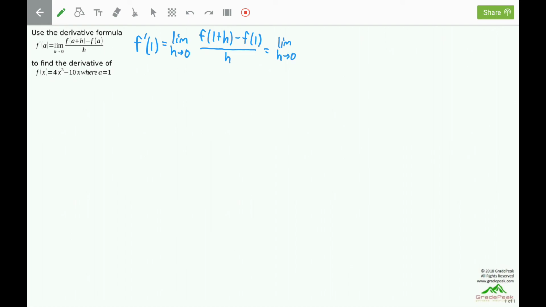The next thing to do is evaluate f of 1 plus h. That means to take f and replace all the x's with 1 plus h. So that will give us 4 times 1 plus h cubed minus 10 times 1 plus h. And then we're going to subtract from that f of 1, which means to take f of x and put a 1 in for every x. I need to subtract this quantity since there are multiple terms, so I'm going to put this into brackets so that we are sure to subtract every term. It's really important that you do that.